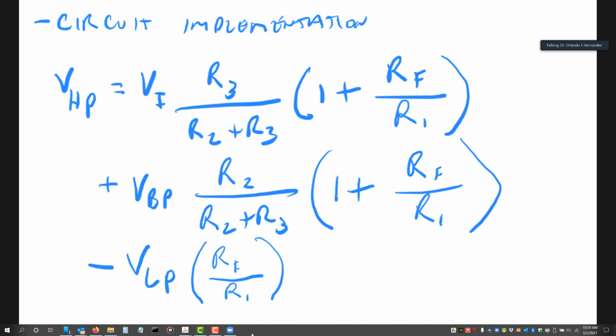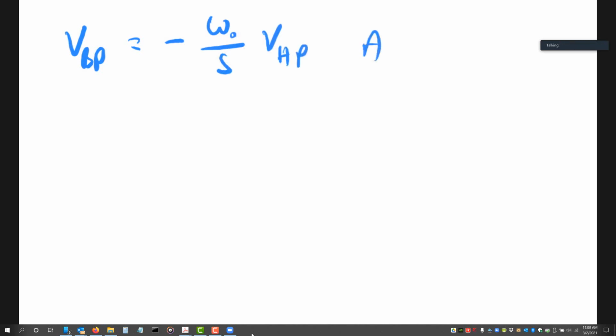So this is the main equation for that system. And then we have two auxiliary equations that are given to us by the integrators. Those are that the bandpass response is also the integration of the high pass, and that the low pass response gives another integration.